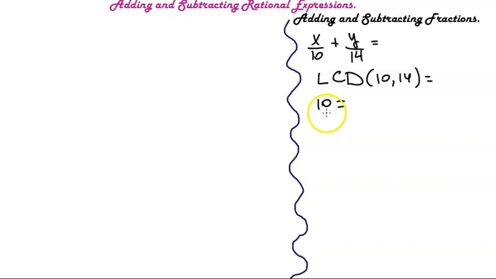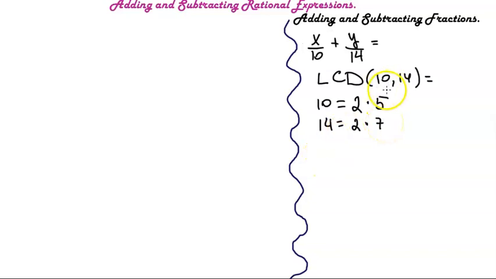So 10 is even. The smallest prime factor will be 2. So it's 2 times what? Times 5. 14 is an even number, smallest prime factor 2 as well. So it's 2 times 7.